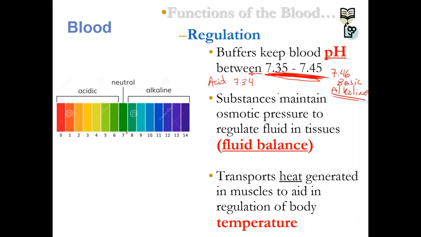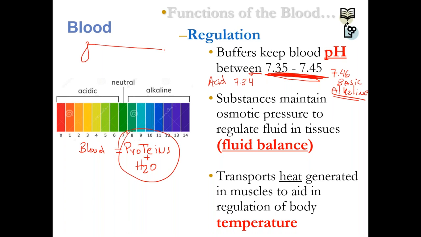All right, so blood fluid balance. Why is fluid balance part of the blood? Because the blood is going to contain what? Proteins. Proteins love water, so they get together. So proteins are going to retain the water in the vascular system.